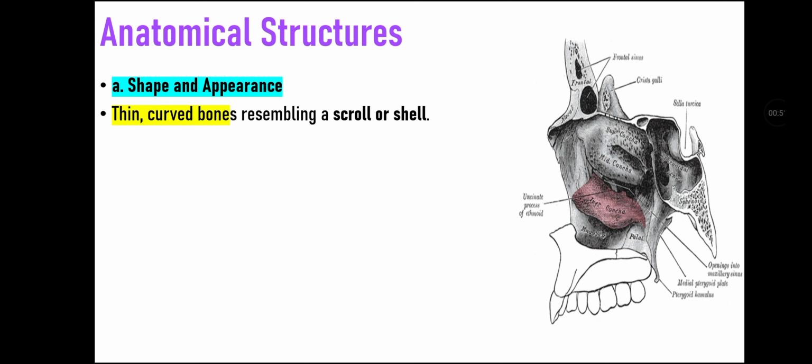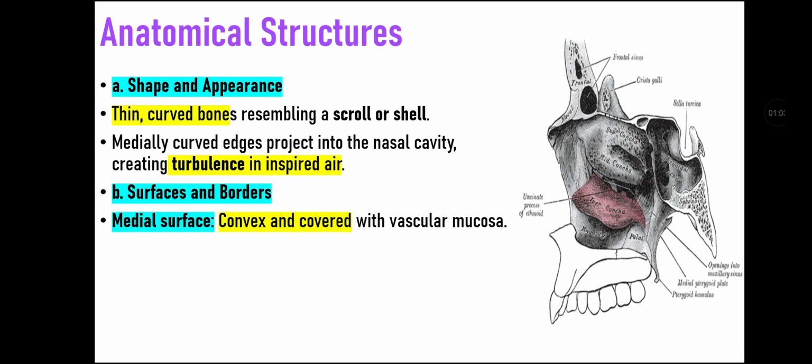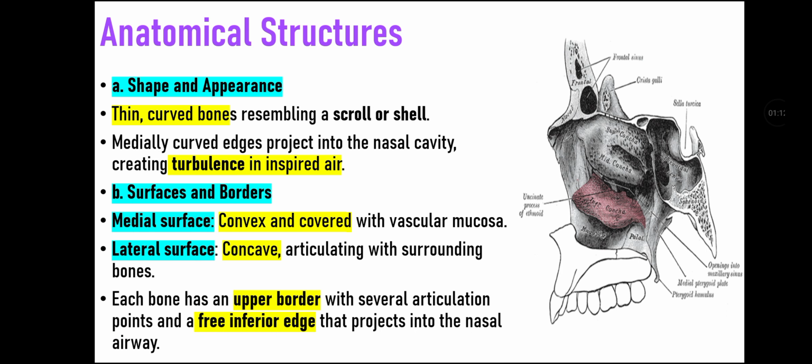Talking about its anatomical structure, we will first talk about its shape and appearance. It is a thin, curved bone resembling a scroll or shell. Medially, their curved edges project into the nasal cavity, creating turbulence in inspired air. Talking about surfaces and borders, it has a medial surface that is convex and covered with vascular mucosa. It has a lateral surface that is concave, articulating with surrounding bone. Each bone has an upper border with several articulation points and a free inferior edge that projects into the nasal airway.